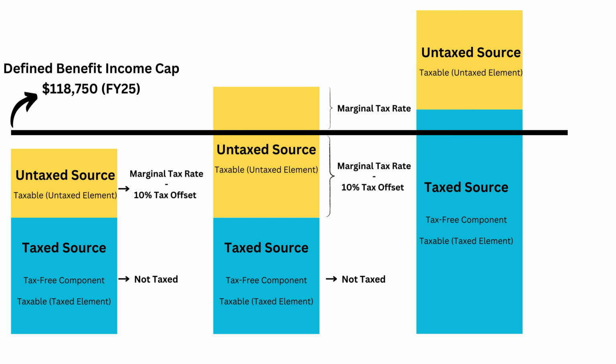In the third scenario, everything below the cap is still taxed the same way as in the first scenario. The taxed source up to the cap remains tax-free.